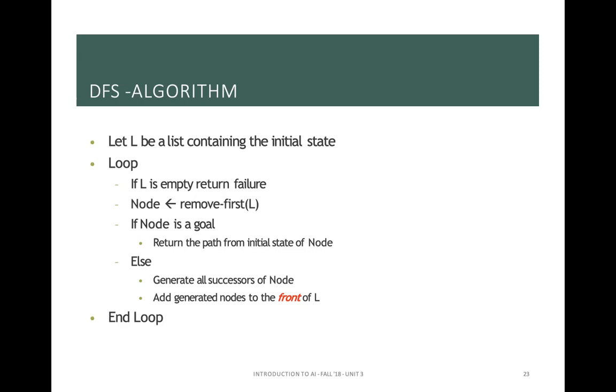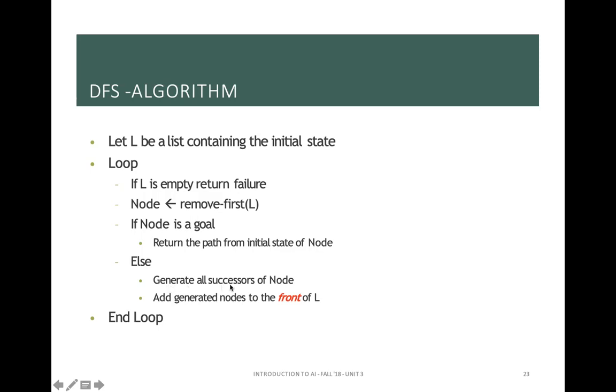Now, this is the pseudocode for depth first search. Let L be a list containing the initial state. So we are maintaining the list, and the list has the initial state where we start from. If L is empty, that means you haven't started, so it returns failure. Otherwise we remove the first node from the list and check if the node is the goal. If we have reached the goal, then we stop, right? And we return the path from the initial state to the node. Whichever path took us to the goal, we just stop there and return it.